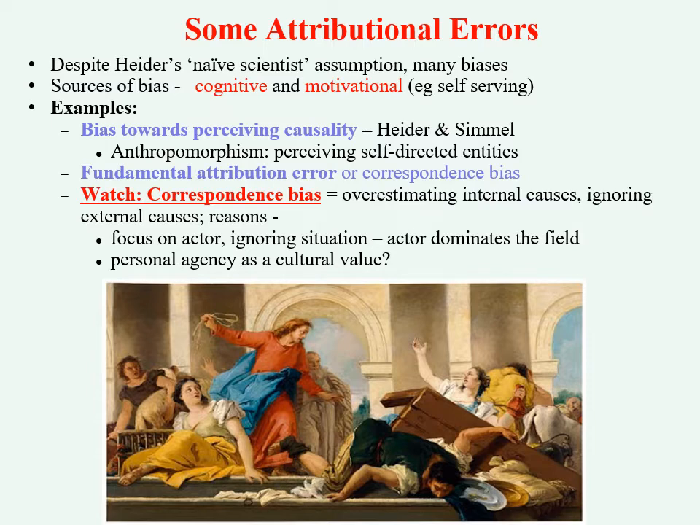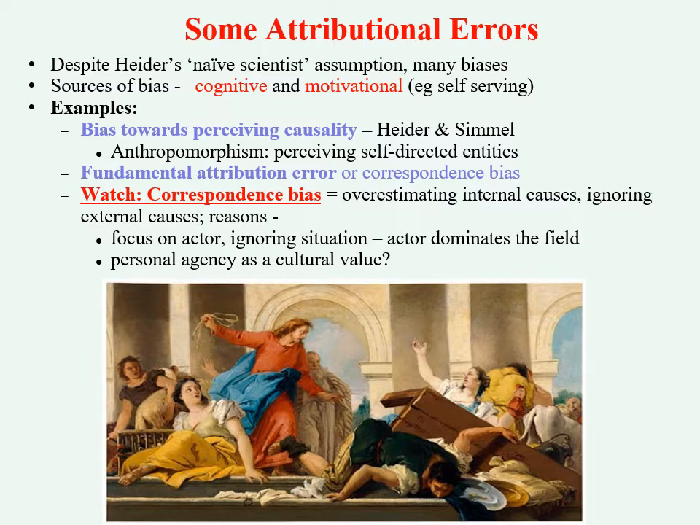Now, why would human beings be so inclined to make this incorrect attribution of internal causality? One possible cause is cognitive. We tend to focus on the actor. The person we observe is the focus of attention. We pay attention to the actor, and that means that we pay less attention to the situation.